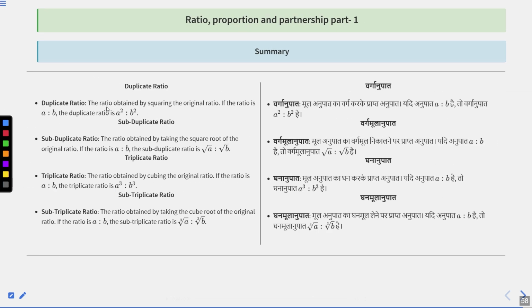Duplicate ratio: the ratio obtained by squaring the original ratio. If the ratio is A:B, the duplicate ratio will be A squared : B squared. Subduplicate ratio: the ratio obtained by taking the square root of the original ratio. So if the ratio is A:B, the subduplicate ratio will be root A : root B. Triplicate ratio: the ratio obtained by cubing the original ratio. So if the ratio is A:B, the triplicate ratio will be A cubed : B cubed. Clear? Same way, subtriplicate ratio: the ratio obtained by taking the cube root of the original ratio. If the ratio is A:B, the subtriplicate ratio is cube root of A : cube root of B. Clear? Now thank you.